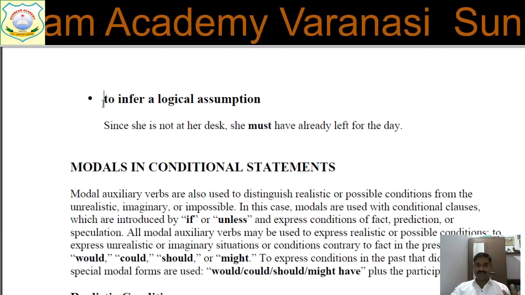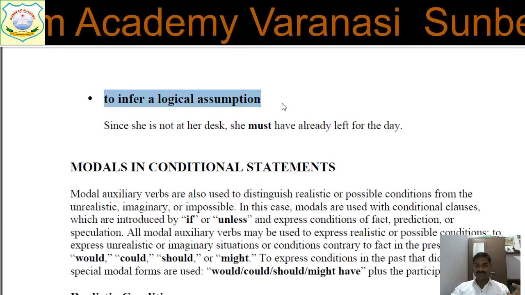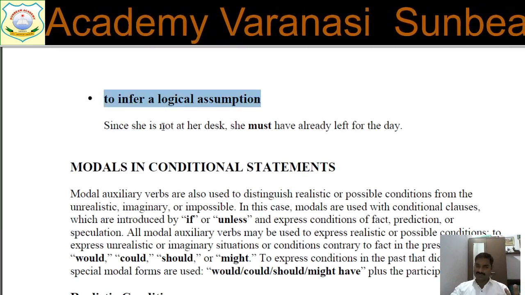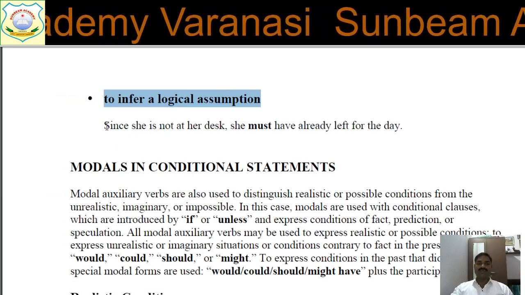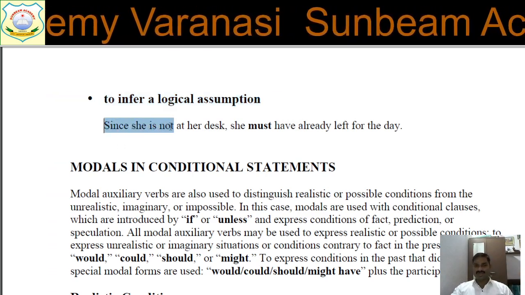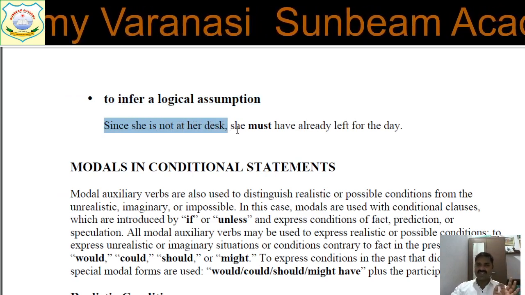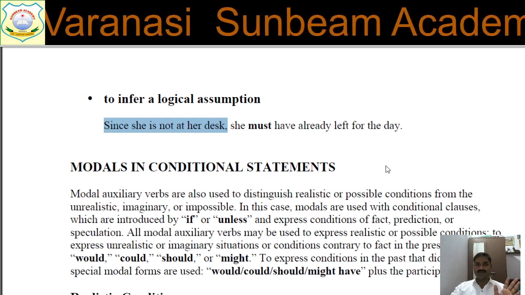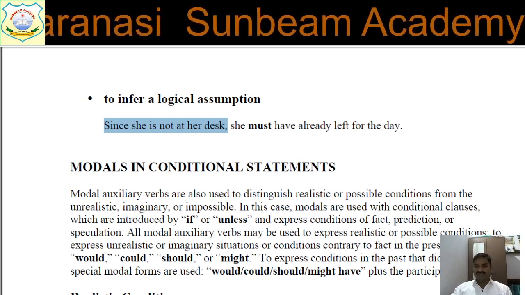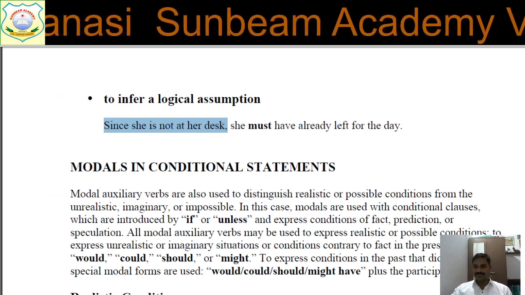To infer a logical assumption, meaning to conclude that this is really correct, you will say, since she is not at her desk, she must have already left for the day. Now children, let us do some exercises.